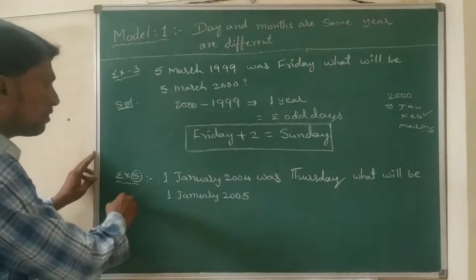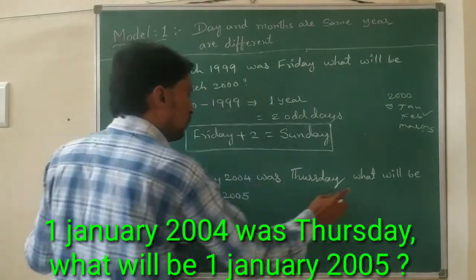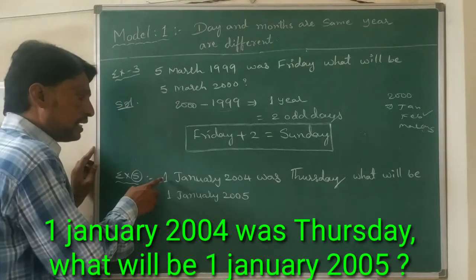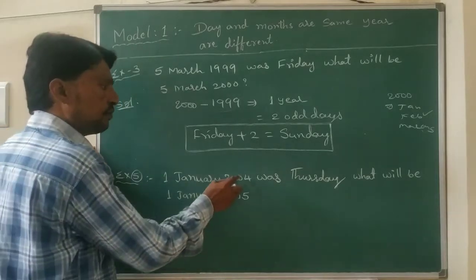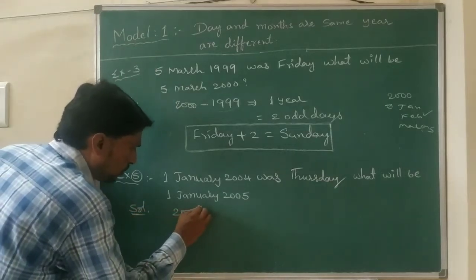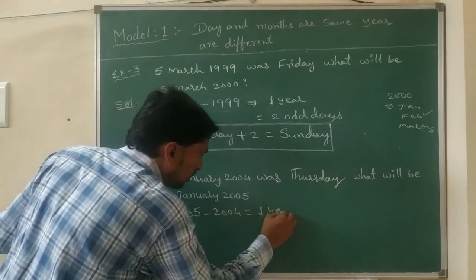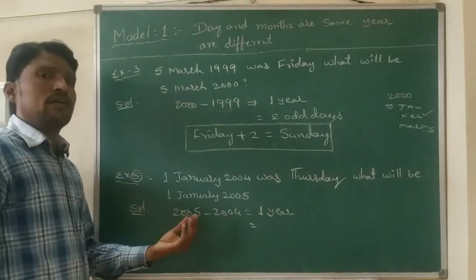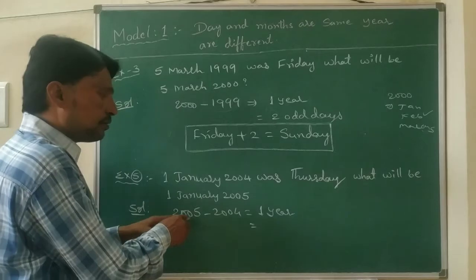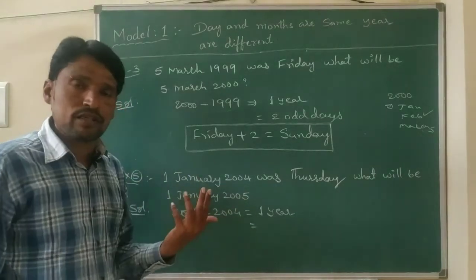Next example number 5. 1st January 2004 was Thursday. What will be 1st January 2005? Here the date and month are the same, only the years differ. So you subtract 2005 minus 2004. We get only 1 year. You have to check for leap years. 2005 is not a leap year. 2004 is a leap year.